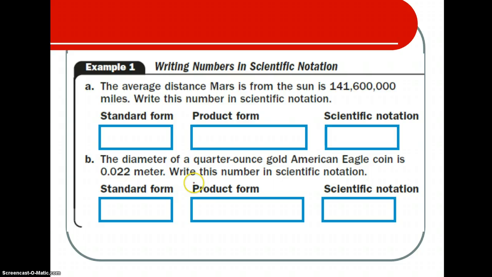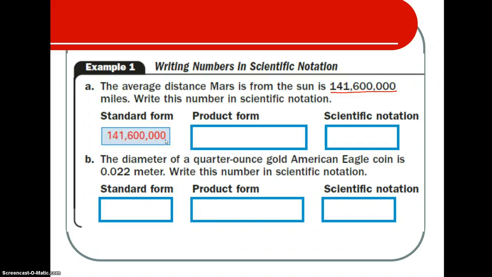Let's write numbers in scientific notation. We use scientific notation a lot in science when we measure very large distances or very small objects like cells or atoms. The average distance Mars is from the Sun is 141,600,000 miles. Write this number in scientific notation.